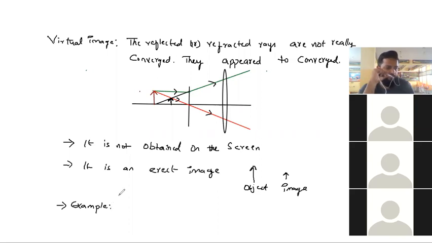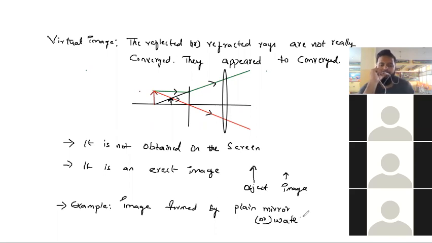For example, we can say the image formed by a plane mirror or water. ठीक है, तो जब आप मिरर और वाटर के सामने खड़े होंगे तभी आपकी पिक्चर बनेगी, और अगर हट जाएंगे तो पिक्चर भी चली जाएगी. That is our virtual image. Is it clear to everyone?